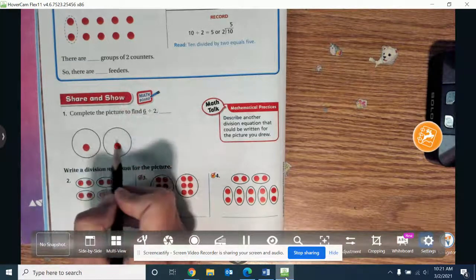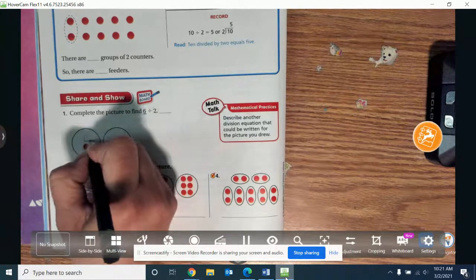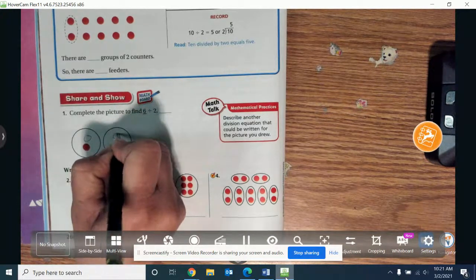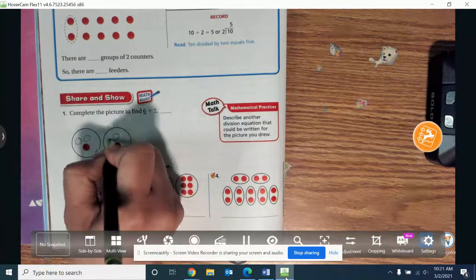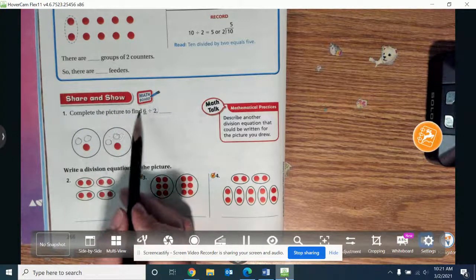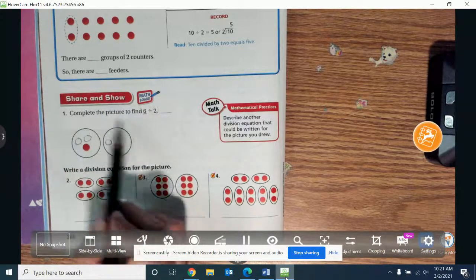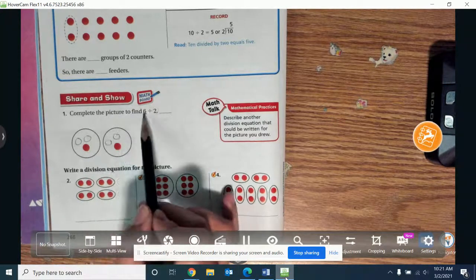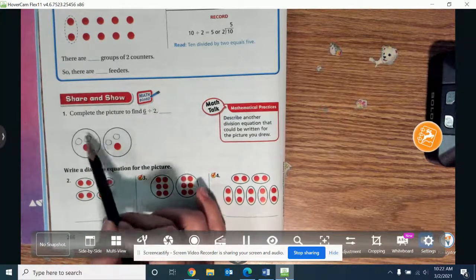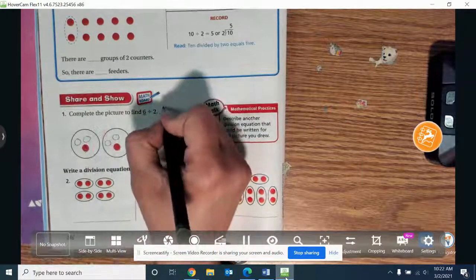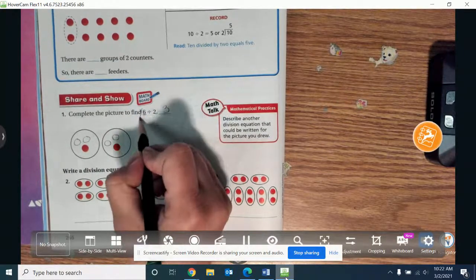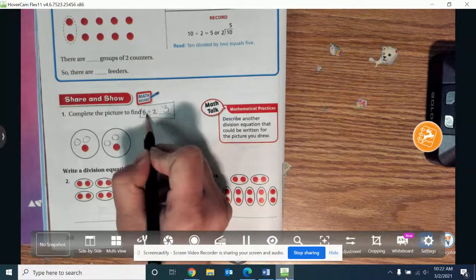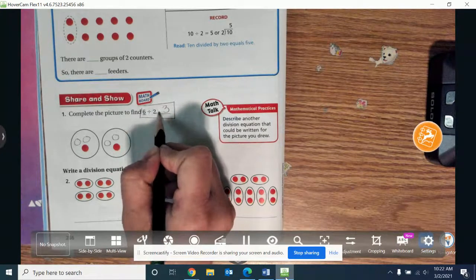So far we have 2, 3, 4, 5, 6. We're going to go ahead and stop. We use a total of 6 all together. So now the answer, how many counters are in each group? There are 3. The equation now says 6 divided by 2 equals 3.